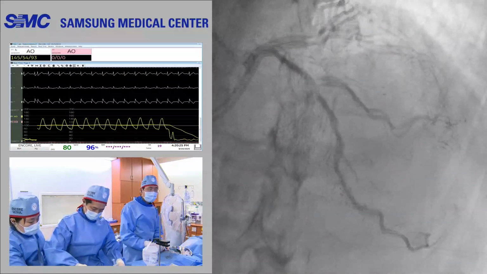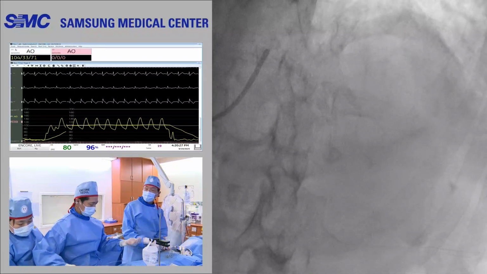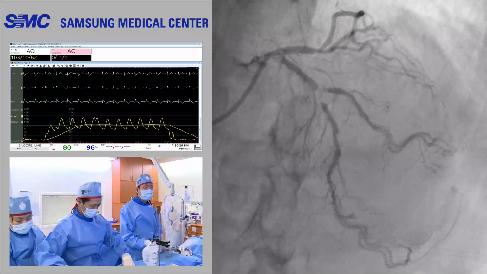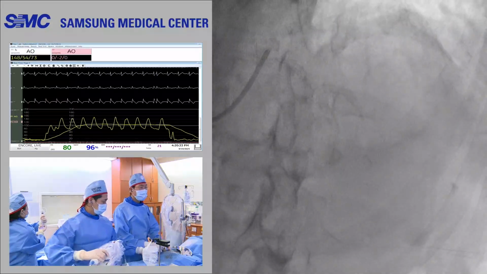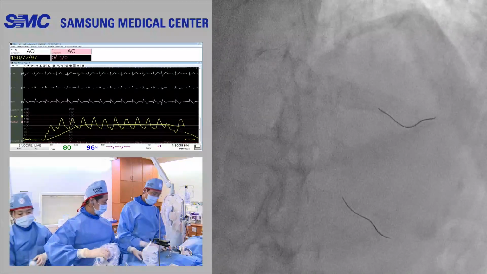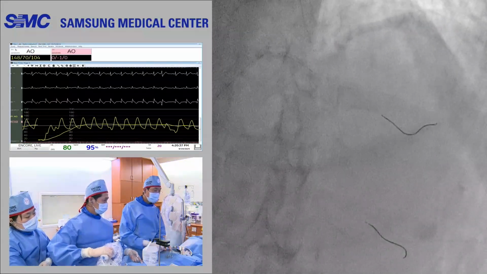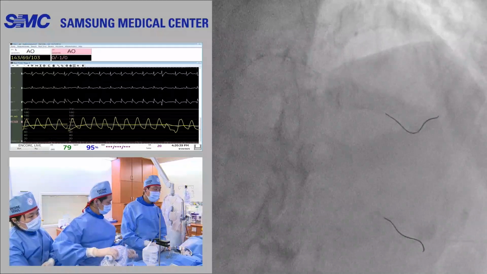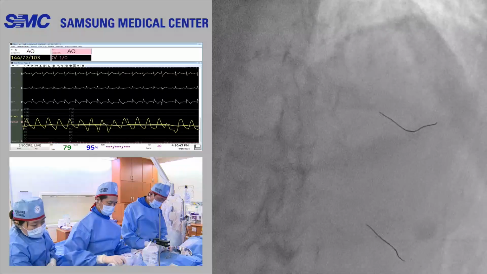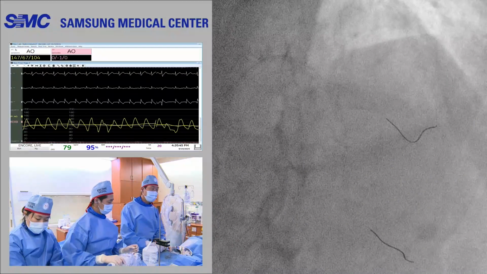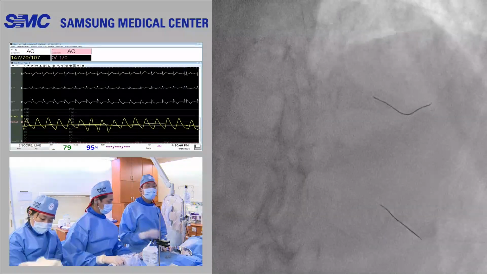I think even FFR has no role in an old lady patient, because the exercise capacity is very decreased, and we cannot make maximum hyperemia during exercise. So the criterion for FFR should be lower than 0.7. This is my personal opinion.